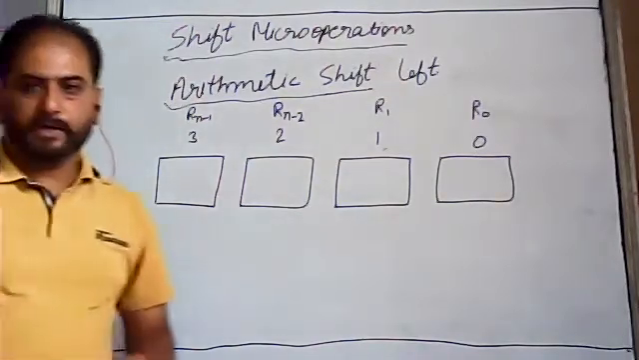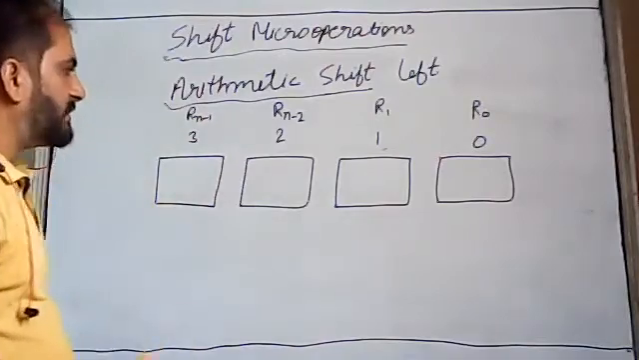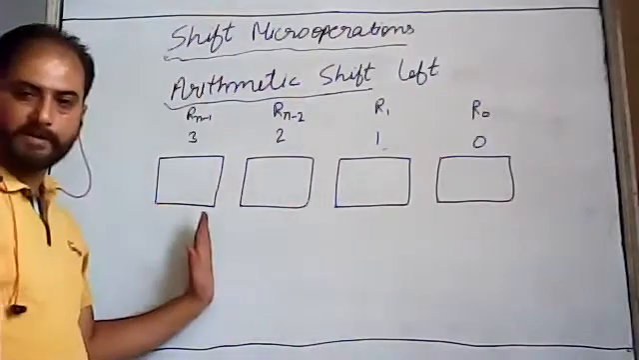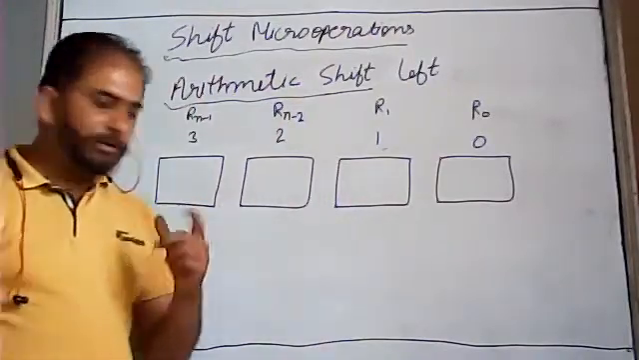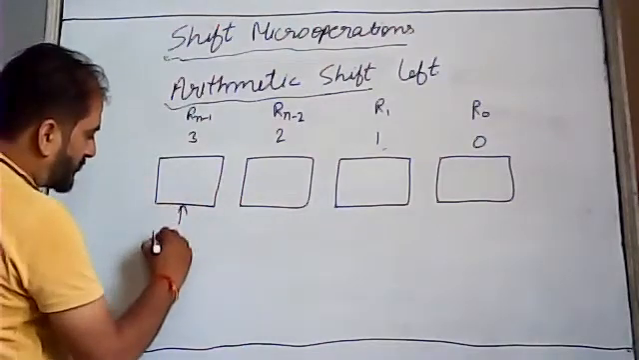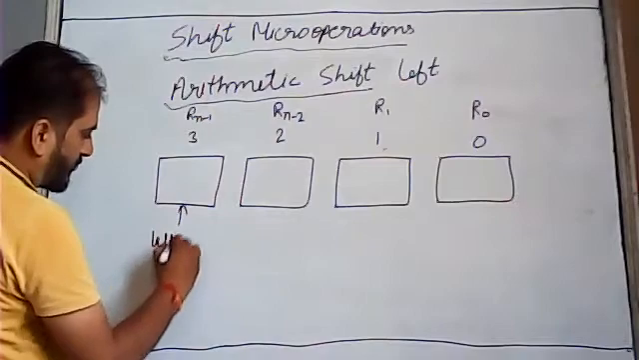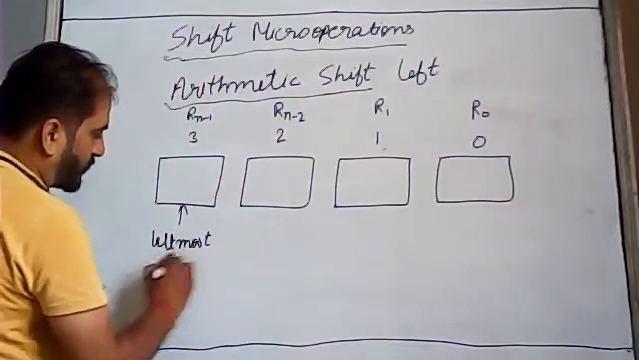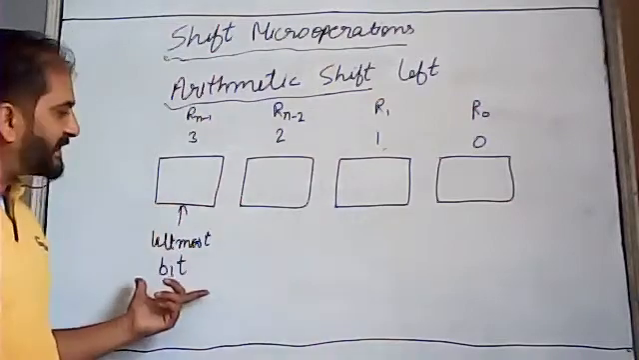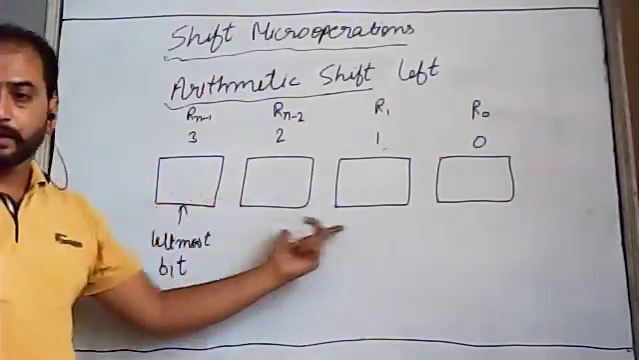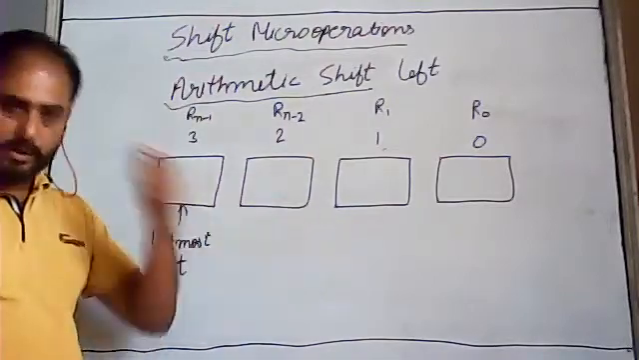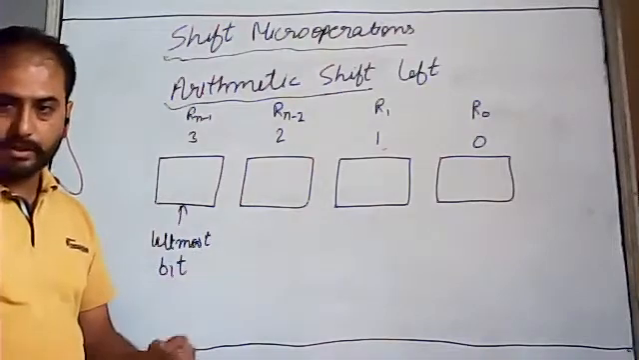Arithmetic shift left means we have to shift the data to the left by 1 bit. As I told you, the leftmost bit represents the sign of the number, that is, whether the number is positive or negative.